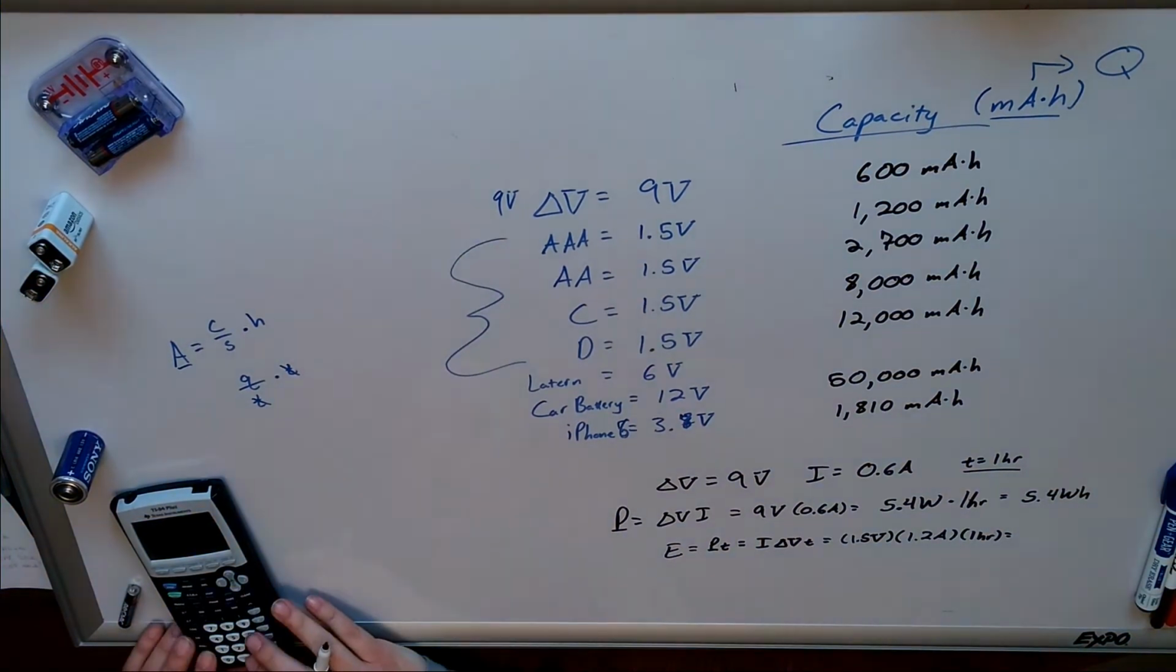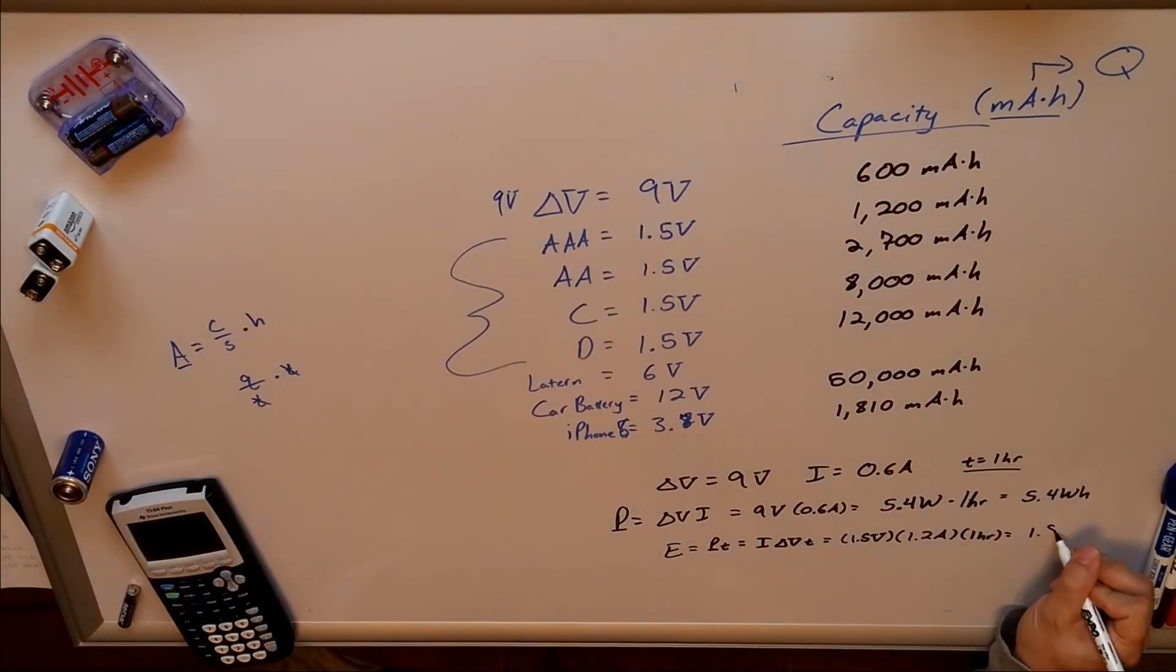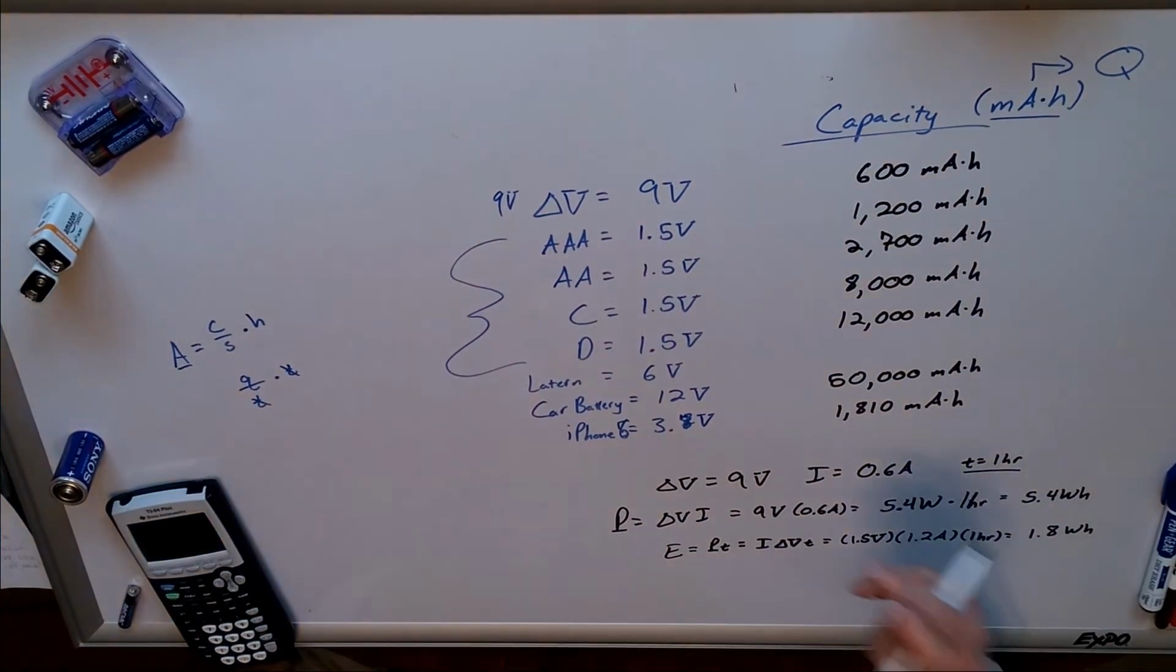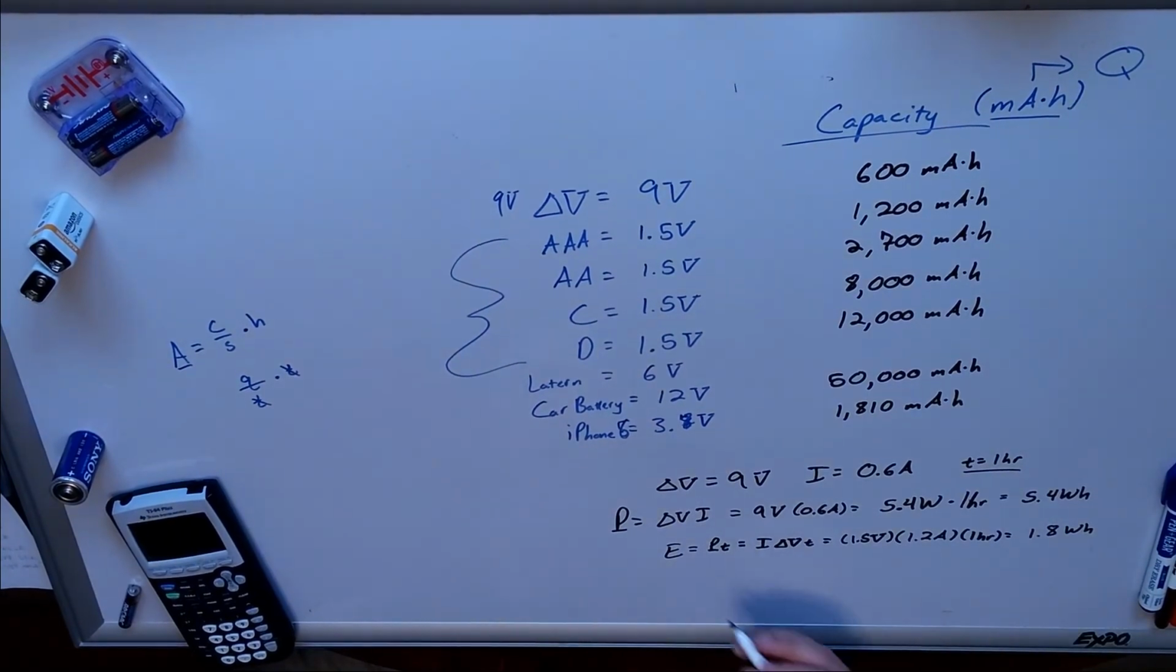We can multiply these out. We've got 1.5 times 1.2 times 1. The energy content of the AAA battery is 1.8 watt hours, noticeably less than the 9 volt.